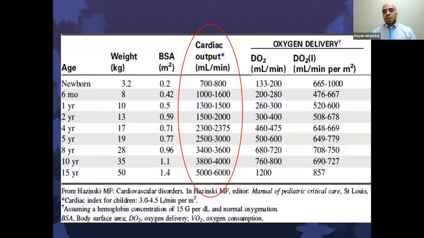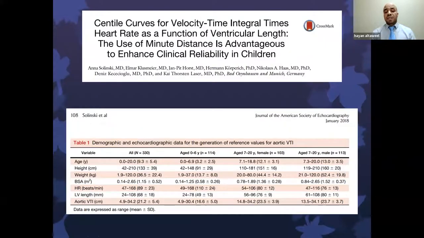You can check any reference to check the cardiac output for your patient. Is it in the normal limit or low? The same for the VTI. There are many references depending on the age of the patient, telling you also whether the VTI is within the normal range or low.